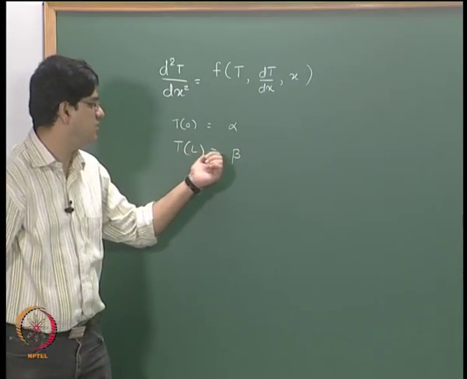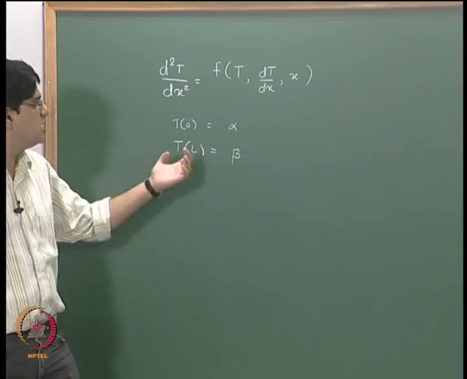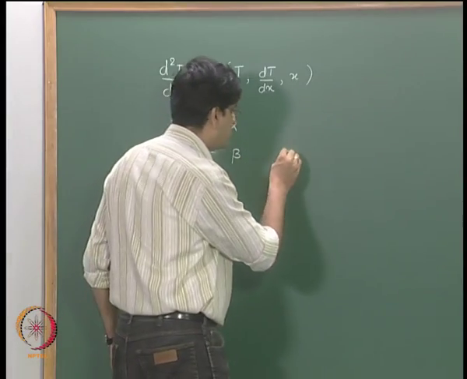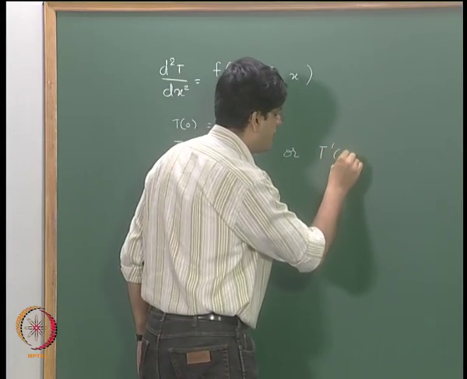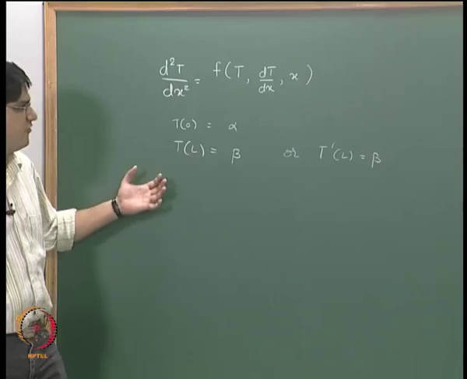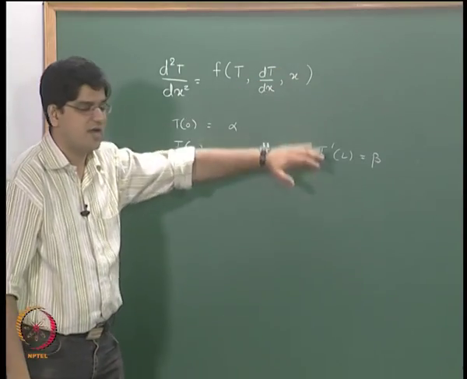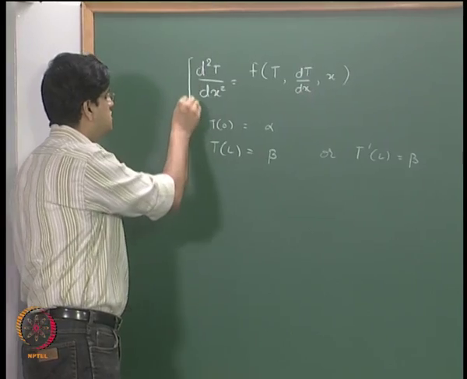Instead of T(L) given to us, we could have been given T'(L) equal to beta. So, let us say we had two different cases, either T(L) equal to beta or T'(L) equal to beta. This is also another possibility for the boundary condition. So, now we had to solve this problem. This was the original problem.